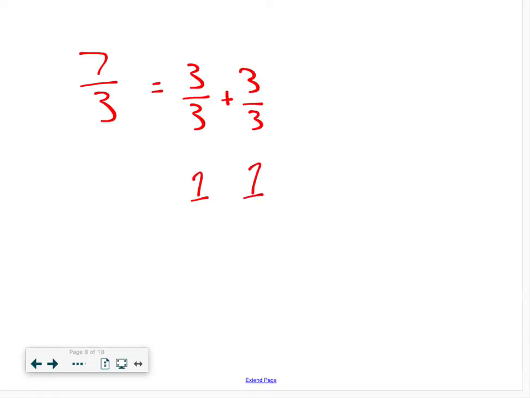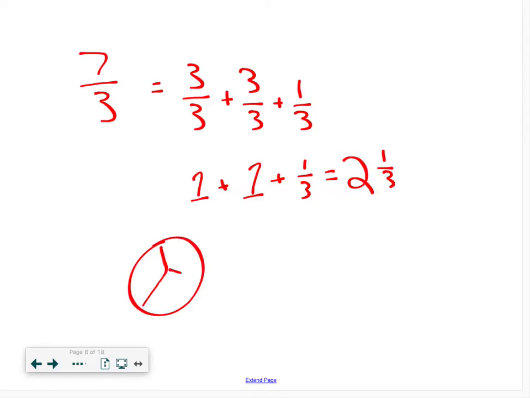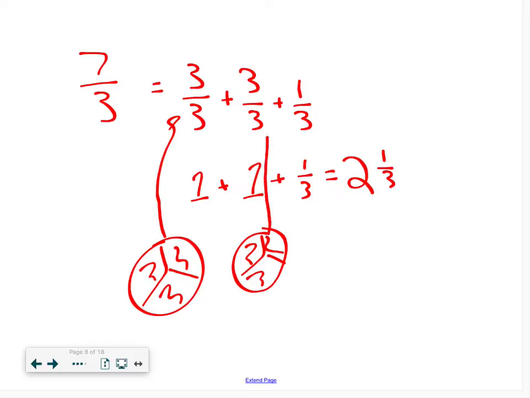So far I have 6/3. I'm trying to get to 7. Well, I know that I need 1 more third to get to 7/3. In total, 7/3 is 2 whole pizzas with 1/3 left over. If you're ever unsure, you could draw a picture to check. There's 3, 1, 2. There's my 1 3/3. There's 6/3. And here's my 1/3 left over. And that is 1, 2, 3, 4, 5, 6, 7/3, which is 2 and 1/3.